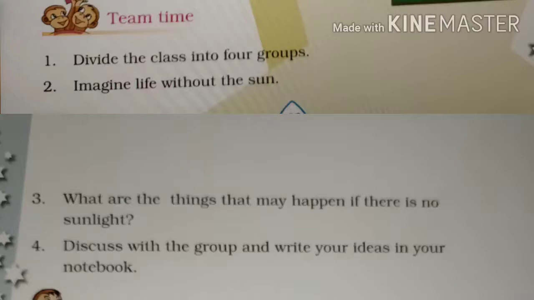Under the heading team time, you have to divide your class into 4 groups and you have to imagine the life without the sun. It means what are the things that may happen if there is no sunlight. So if there is no sunlight, then different things may happen.